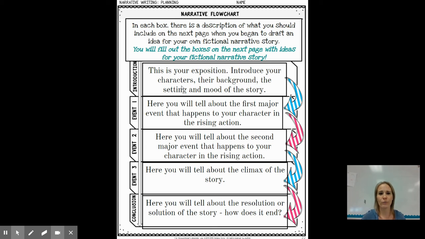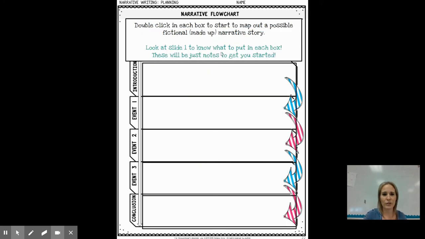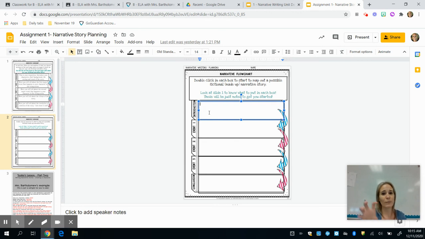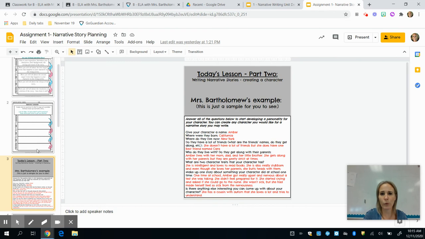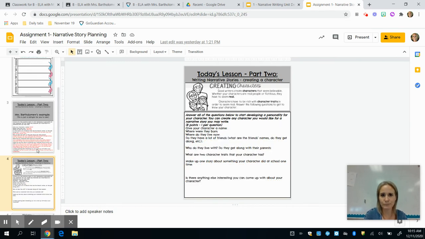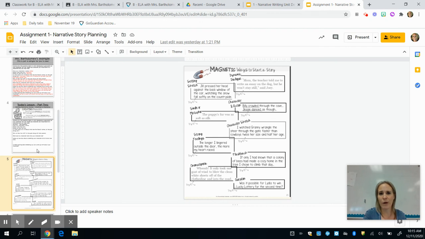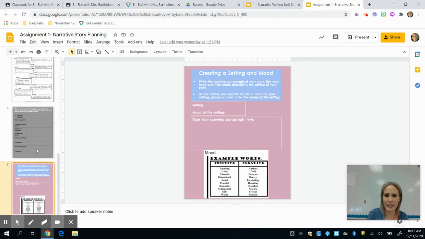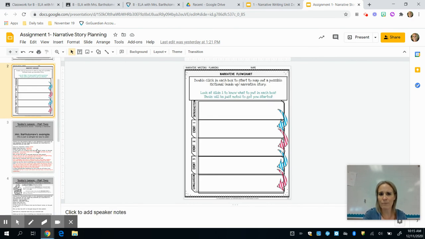When you've talked through your exposition, your 3 events leading up to your climax and your conclusion, then you can start to type that into this document. Each box, if I go out of presentation mode, you can see each box can be typed in, so you can start to make some notes about what you want to include here. The other parts of this assignment we will go over next class, planning out a character and thinking about how we want to hook our reader at the beginning of a story and how we want to create a setting and a mood. So we'll go more in depth with that next class.